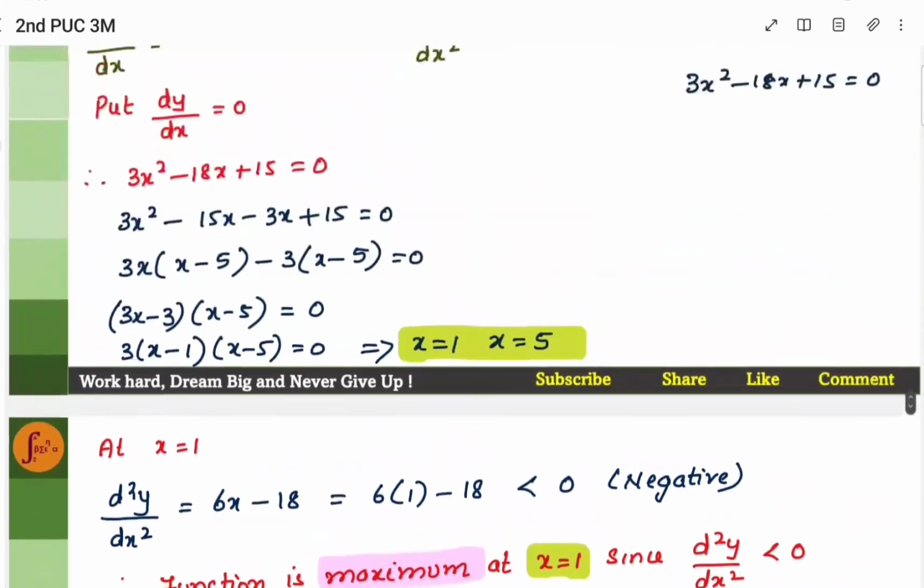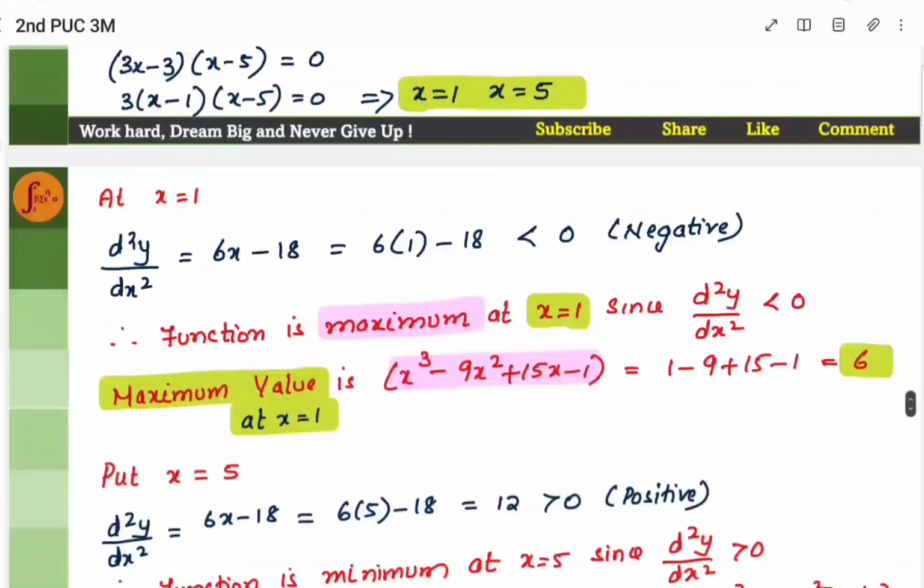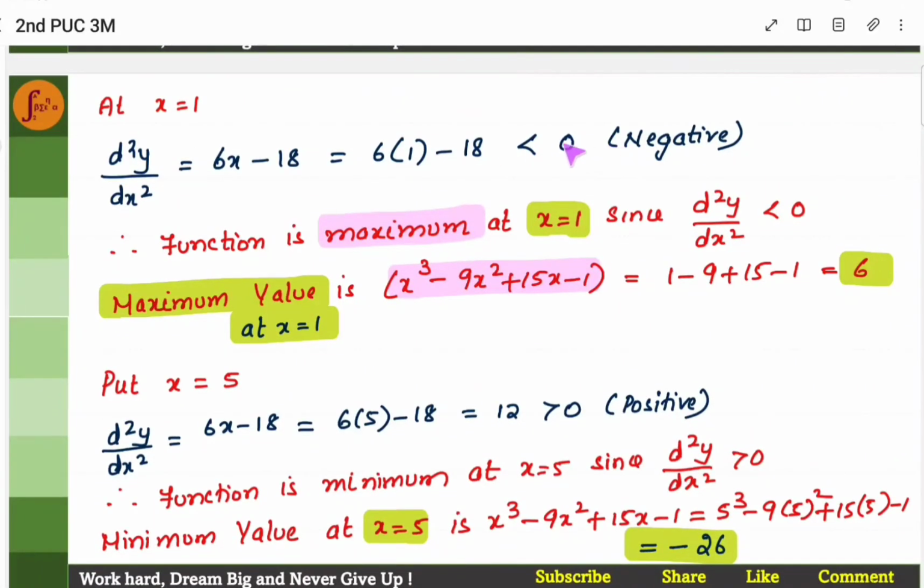So you got two x values here, x is equal to 1, x is equal to 5. So you have to substitute x is equal to 1 and see if it is greater than or less than 0. Then take the next value of x, again check if it is greater than 0 or less than 0. Here it is greater than 0, so the function is minimum. To get the minimum value, take x is equal to 5 and put it in the original function. You will get the minimum value.